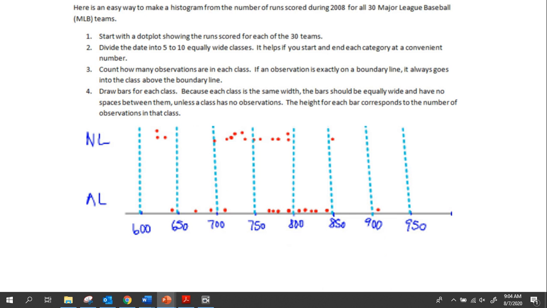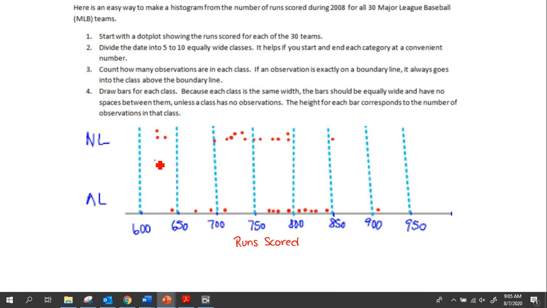So an easy way to make a histogram from the number of runs scored is to start with your dot plot, and make sure when you make your dot plot that you have labels for your axes. Then you'll divide it into 5 to 10 equally wide classes. Count how many observations are in each class. Draw bars, which have to be equally wide unless they have no observations, and the height corresponds to how many are in each class.